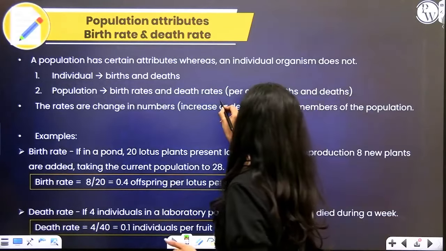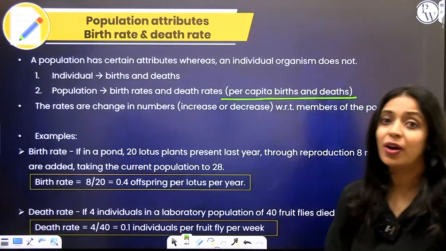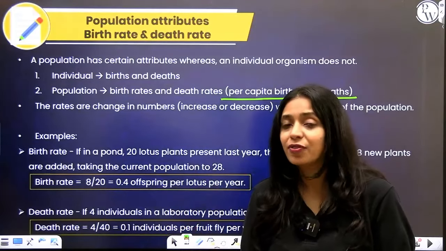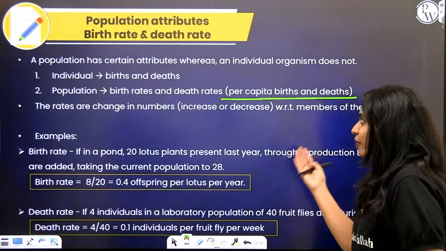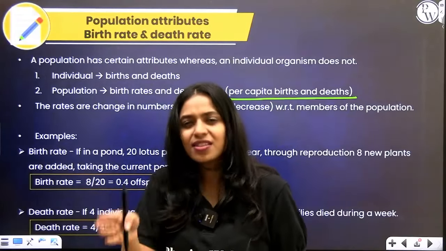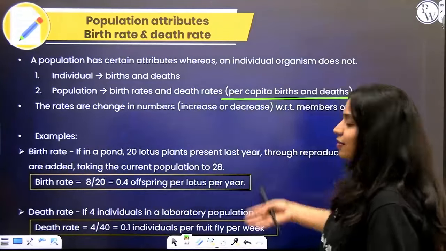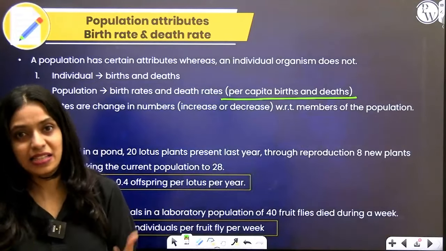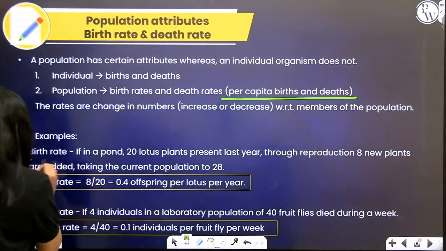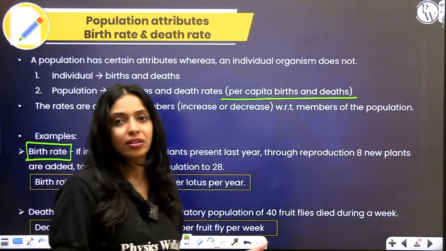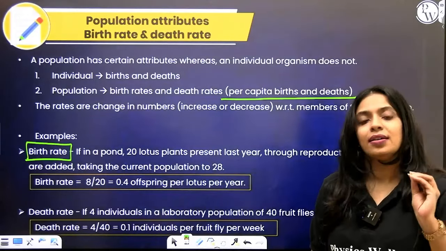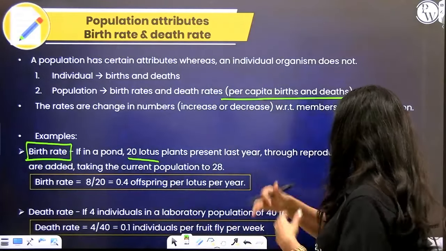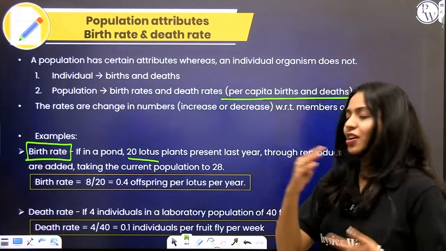So what exactly are these birth rates and death rates? Whenever we're talking about rates, we are looking at time also, right? You may have learned about it in physics and mathematics as well. When we're talking about rates, we're talking about change in something with respect to time. I will explain it to you very simply by using two easily understandable examples that you have in NCERT. Firstly, to understand birth rate, let's consider a pond. In a pond, there are lotus plants growing. There are 20 lotus plants initially. After a year, because of sexual reproduction, 8 new plants have been added to the same pond.